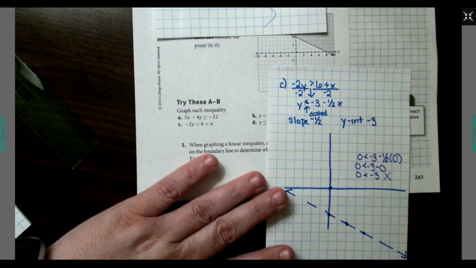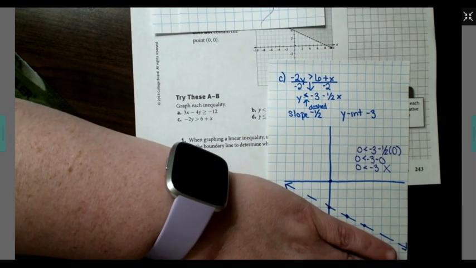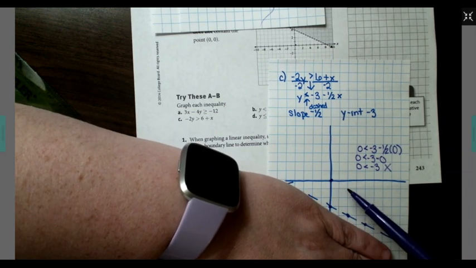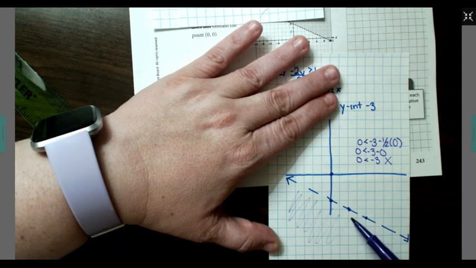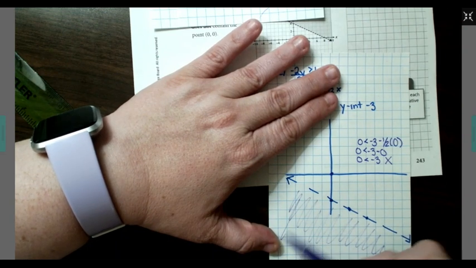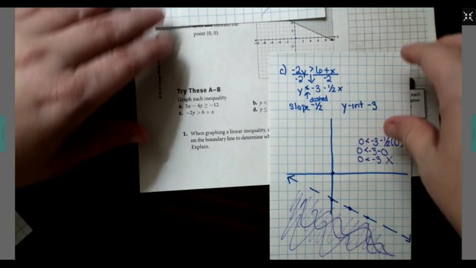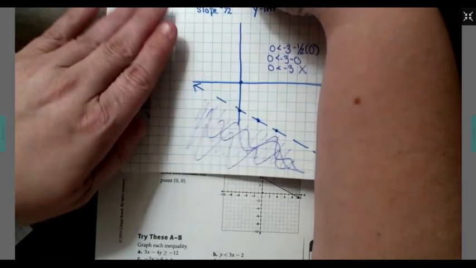No. So instead of shading the half, because remember this cuts it into two pieces, instead of shading the half with the 0, 0, we're going to shade the opposite side. So you should be shading all of this area down here. On to our last question from example A. Try these A, B.